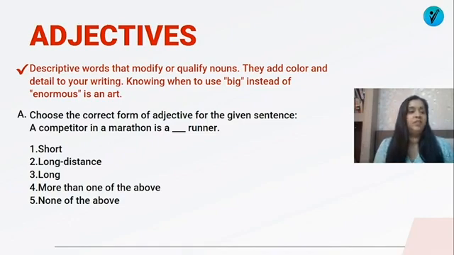More than one of the above does not make sense, and none of the above does not make sense, because long distance would be the correct adjective for the word runner over here.